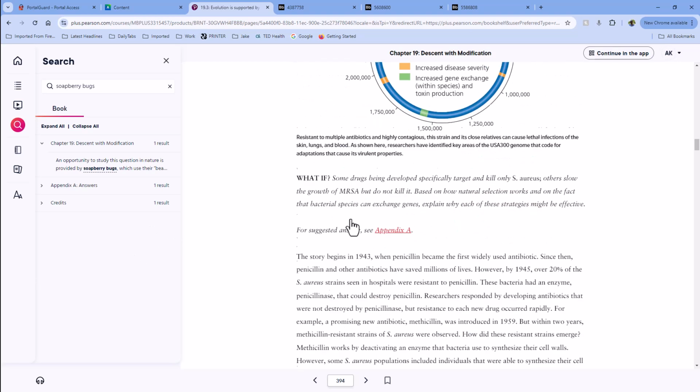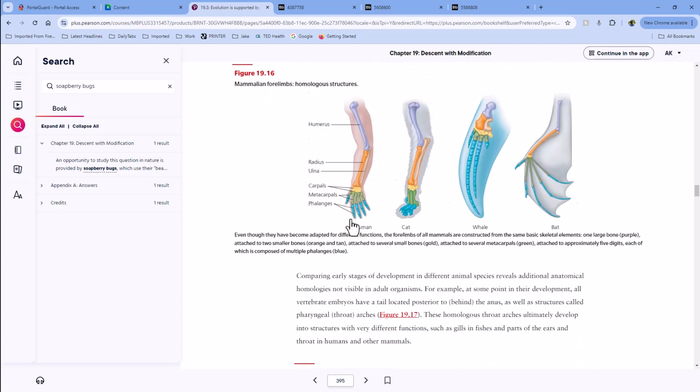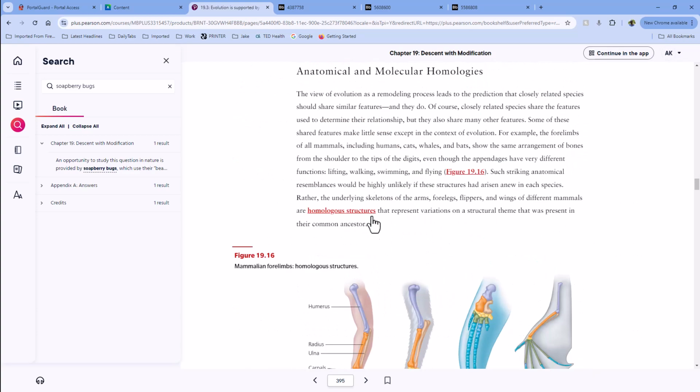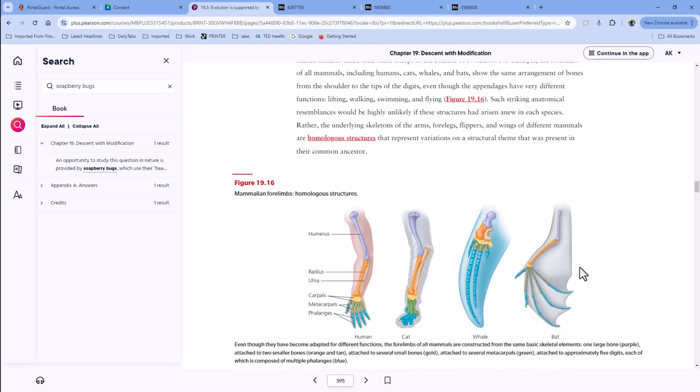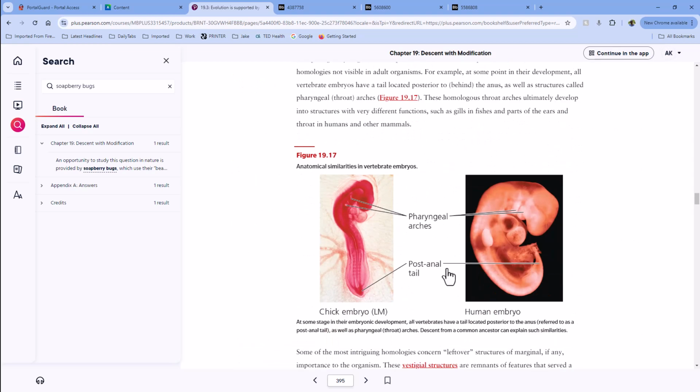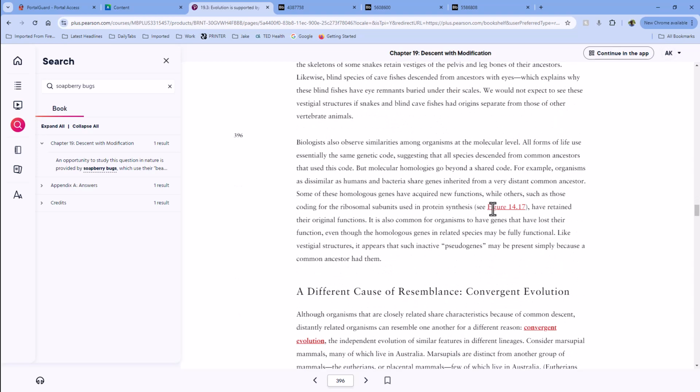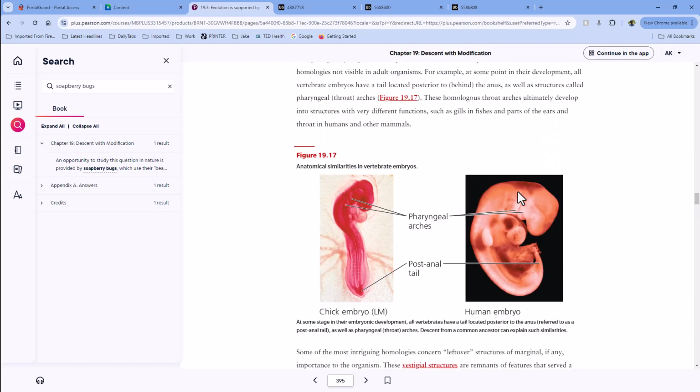And then with our anatomical evidence, these are our homologous structures. So here are homologous structures, vestigial structures, anatomical similarities between our embryos are all examples of what types of anatomical evidence exist for evolution. So homologous, vestigial, and embryonic are all evidence, anatomical evidence for evolution.